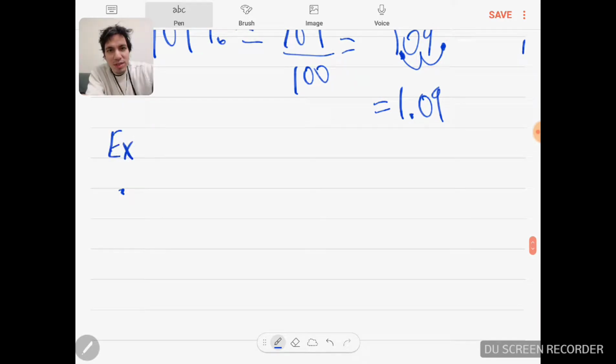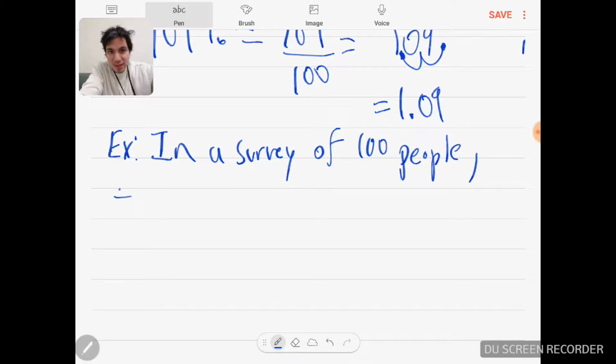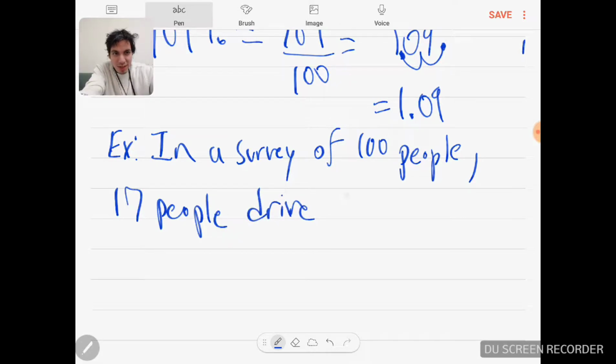Okay? Now, what if I gave you a word problem? Let me go back up a little bit. Let's say this example here. In a survey of 100 people, 17, I didn't mean to write percent, I meant to write people, not percent. 17 people drive blue cars.